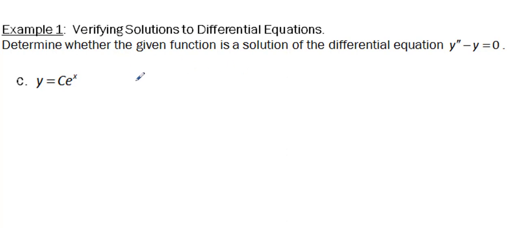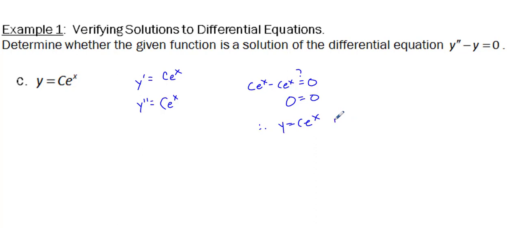Okay, what's y prime, guys? c e to the x power. Constant times the derivative of e to the x. That's the easiest one ever. y double prime. Same? All right, so then c e to the x minus c e to the x equals 0. Does it equal 0? 0 equals 0. Therefore, y equals c e to the x is a solution to y double prime minus y equals 0.